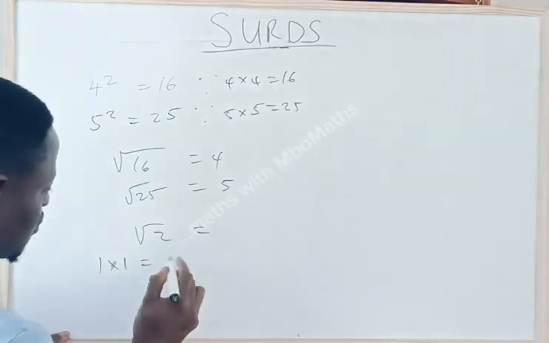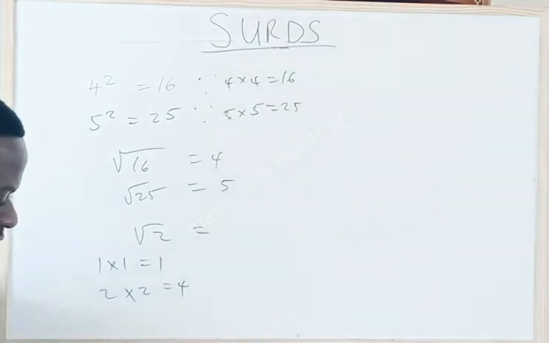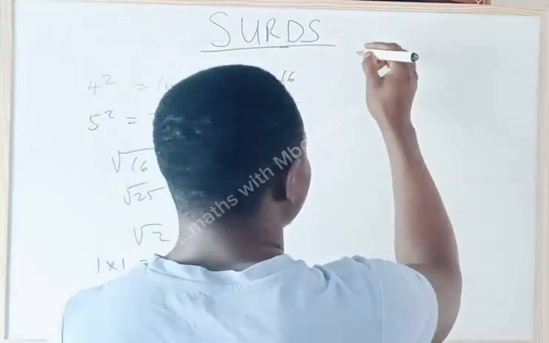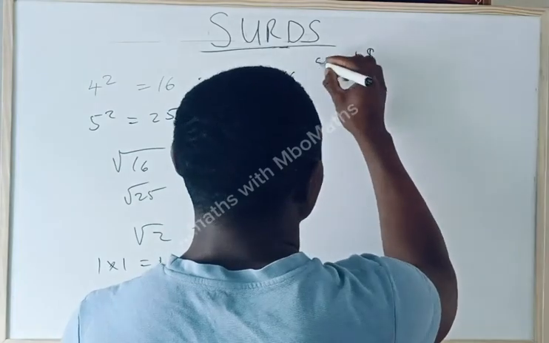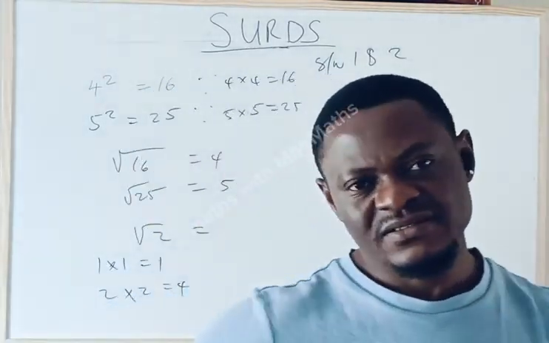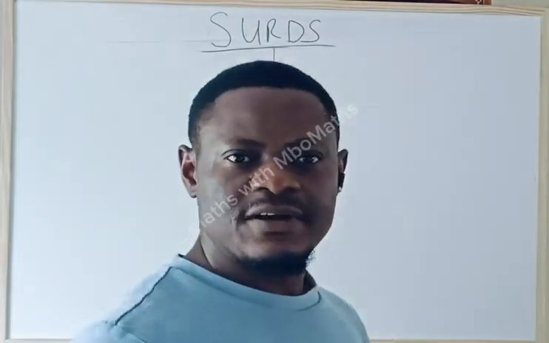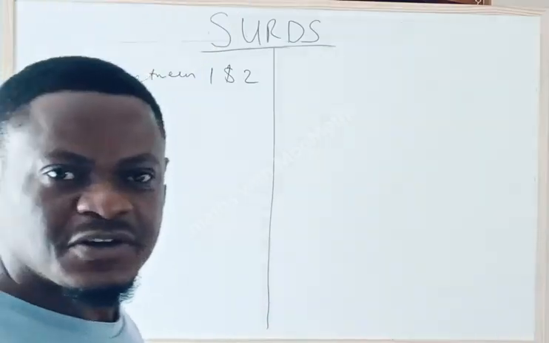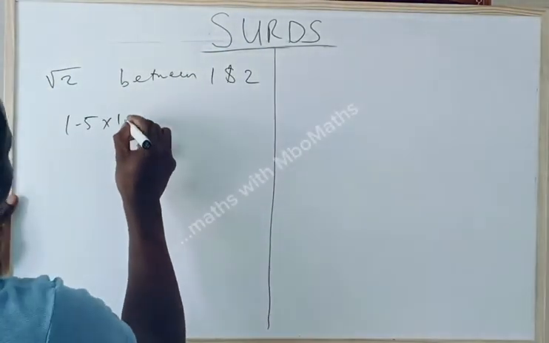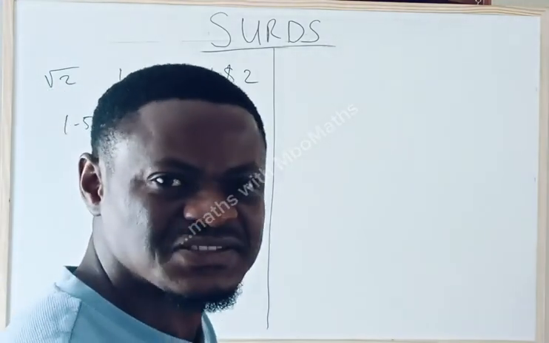Now, if we want to get the square root of 2, you and I know that 1 times 1 is 1 and 2 times 2 is 4. That means in between 1 and 2, there exists a number such that when that number multiplies itself, it gives us 2. So how do we find the number? We make a guess. Let's say 1.5 times 1.5. What's the answer? 2.25, right? It's too big. That's not what we want.